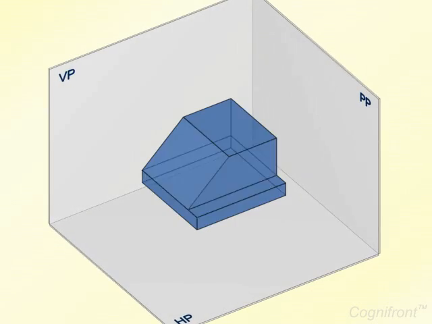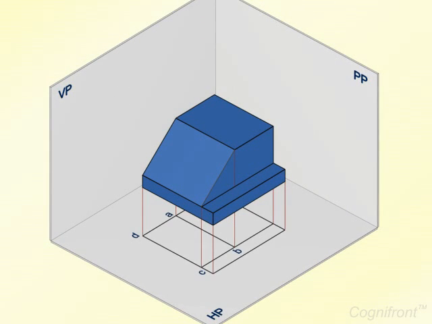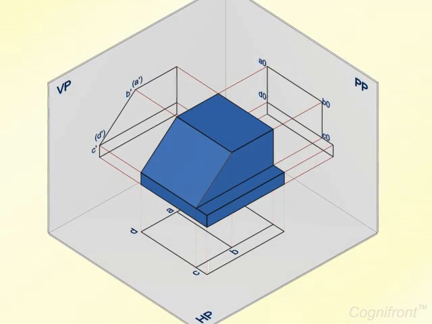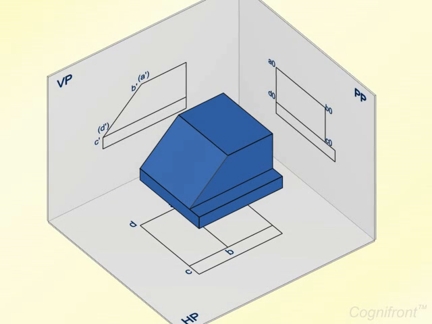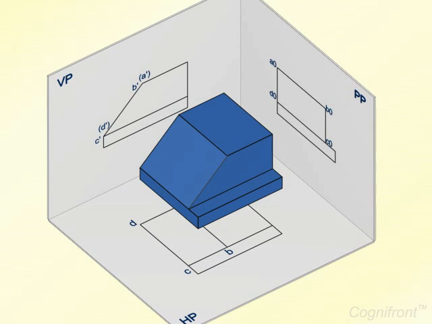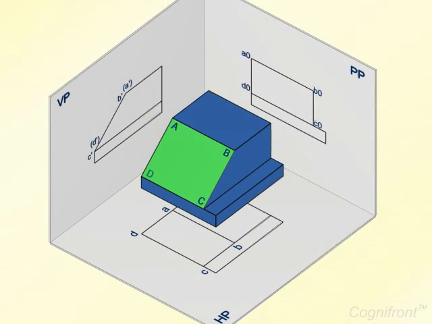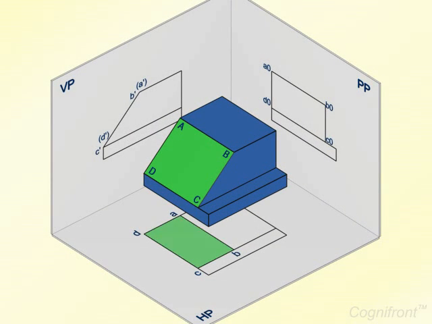First, we'll understand the need of an auxiliary view. For this, let's consider an example. Now look at the object which is placed in the first quadrant. The surfaces are projected onto the principal planes of projection. So these are the orthographic projections of the object. However, this object has a surface ABCD which is not parallel to any of the reference planes. Here, inclined surface ABCD is shown in all the three views.